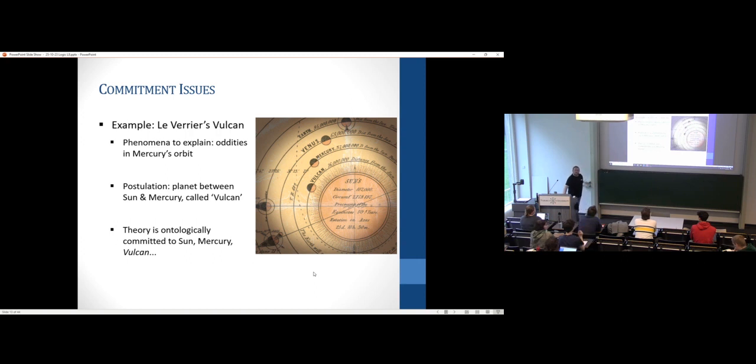Could you please repeat the definition of ontological commitment? Yeah, so again, the ontological commitments of the theory are what have to be there for the theory to be true. Like what entities need to exist. And in this case, since Vulcan doesn't exist, the theory ain't true.